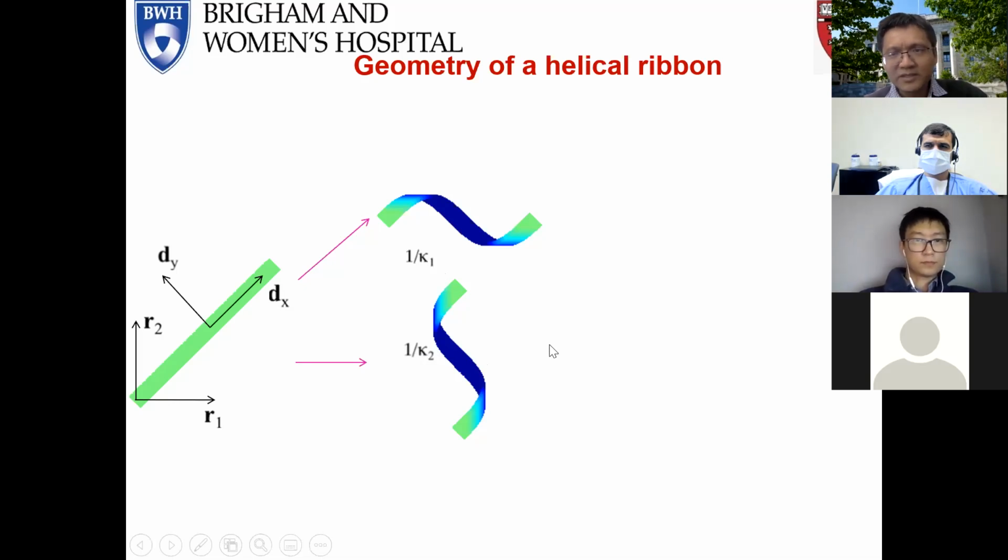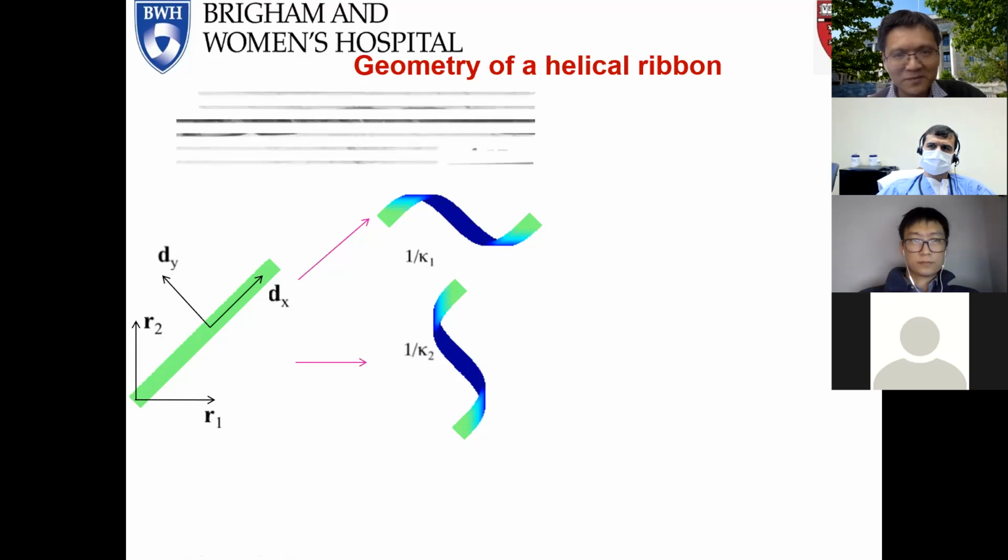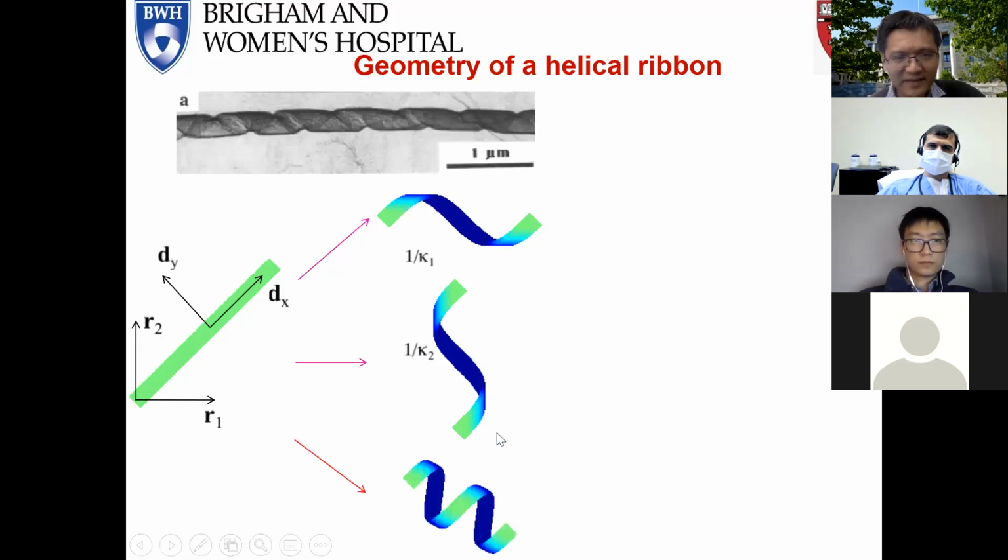An interesting question is what happens if this ribbon wants to bend both along the horizontal and vertical axis, and presumably with different principal curvature. So would it become left-handed or right-handed, or one or the other? So in this case, we found that it will take a helical shape form, but in doing so, the edge of the ribbon is no longer straight, just like this lipid bilayer. It's either concave or convex.